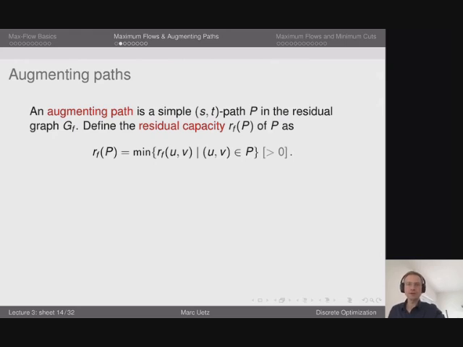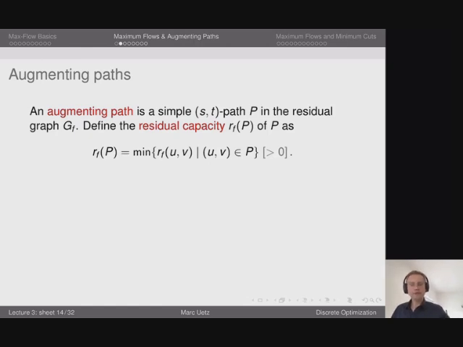And we define the residual capacity, Rf of P, as the maximum flow that we can get through this simple path. That is actually determined by the minimum capacity along that path, right? Notice that this is still strictly positive because all the capacities in the residual graph are strictly larger than 0. So if everything is integer, they are at least 1.